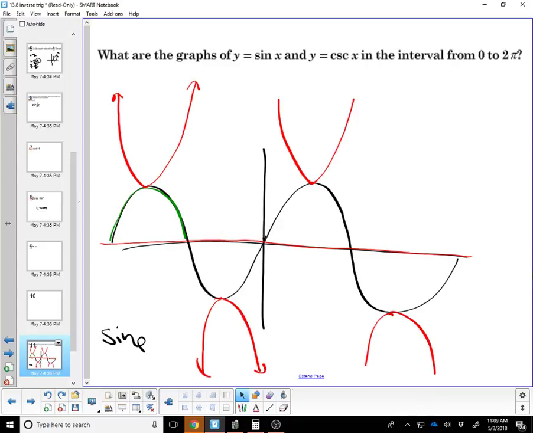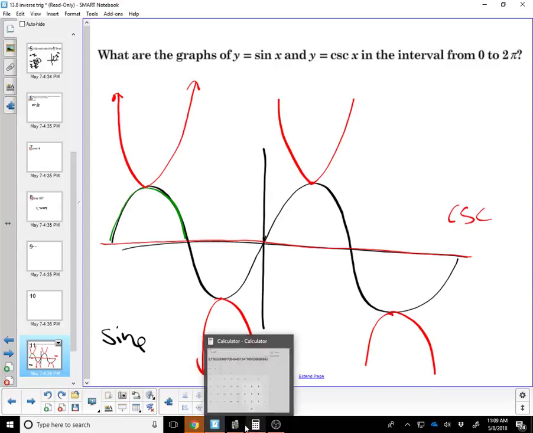No, they wouldn't be connected. Because remember, you're looking at 2 different graphs. The red one is going to be the graph of cosecant, while the black one is the graph of sine. Let me show you how to graph those on your calculator.